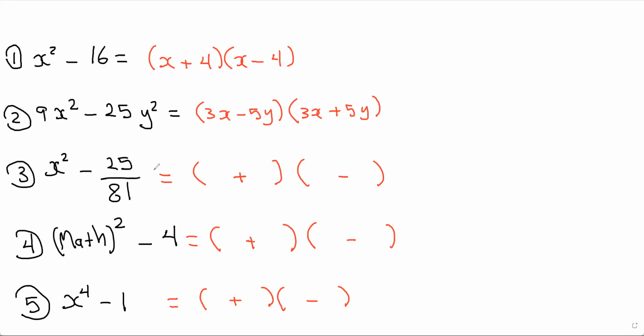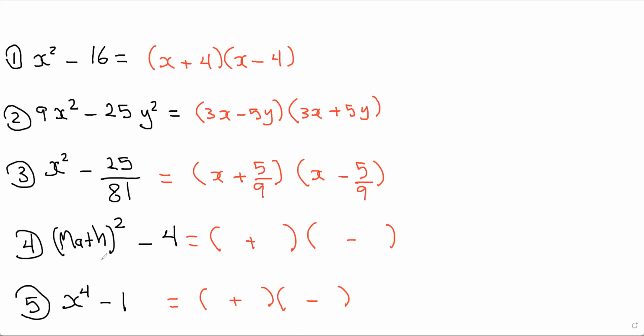So the square root of x squared is x. That's what we put here, and that's what we put here. The square root of 25 over 81, easy. You just square root the top and square root the bottom. So that's 5 over 9. So you put 5 over 9 here and 5 over 9 there. And that's it for that one.